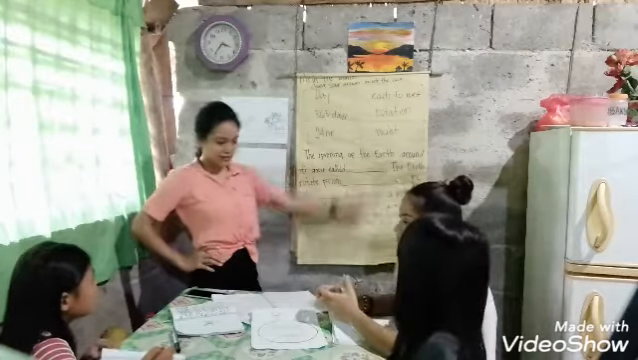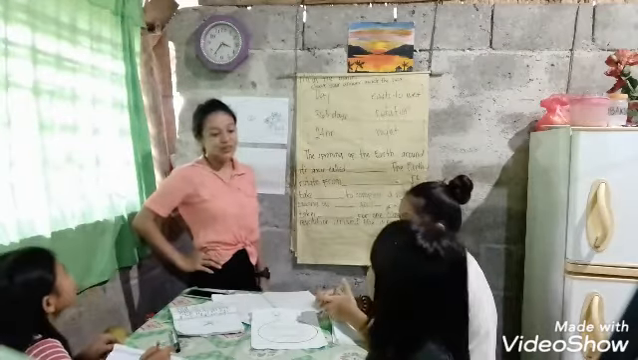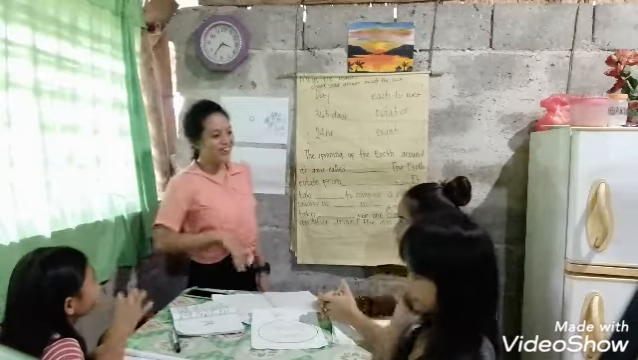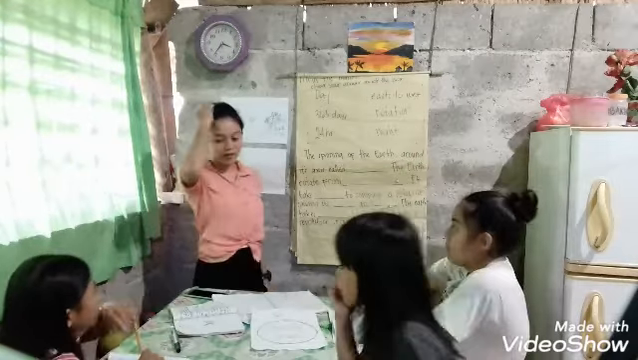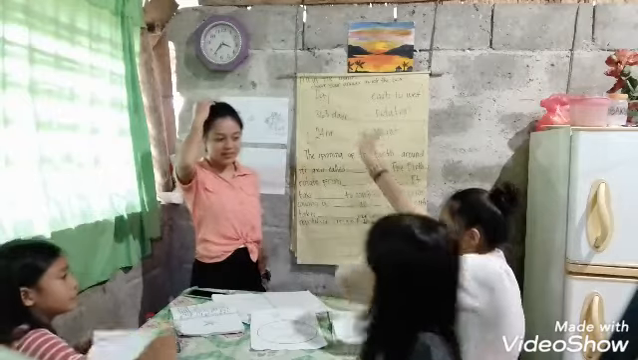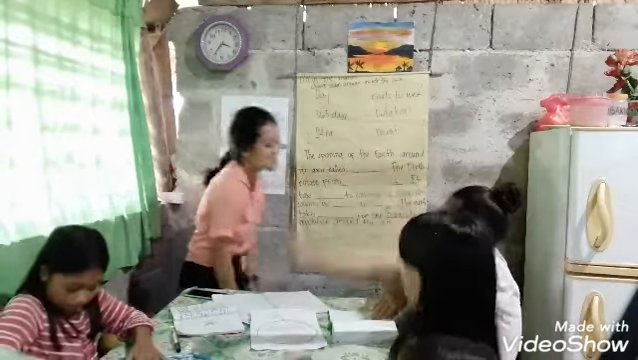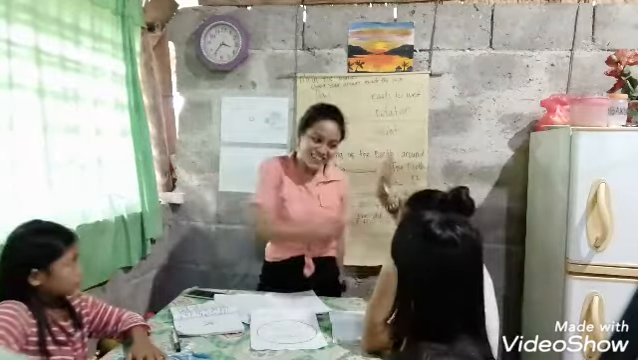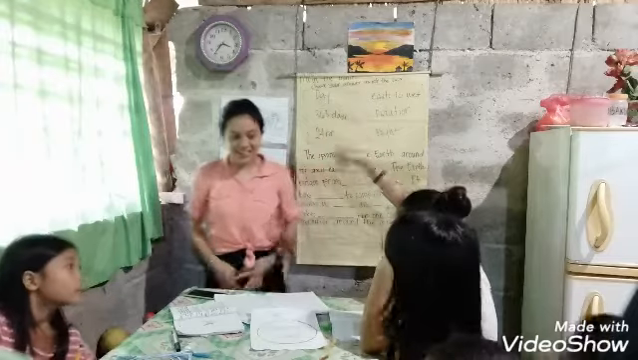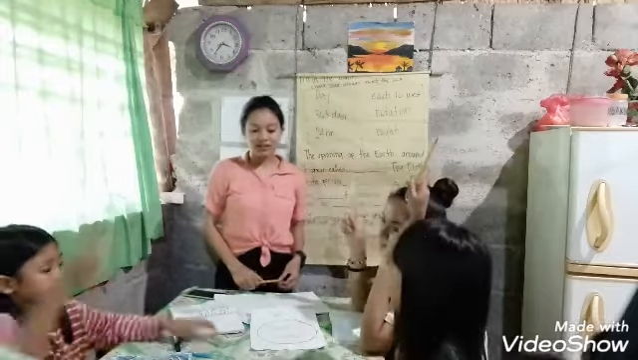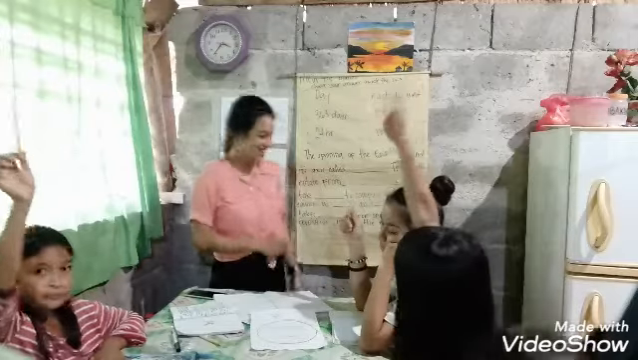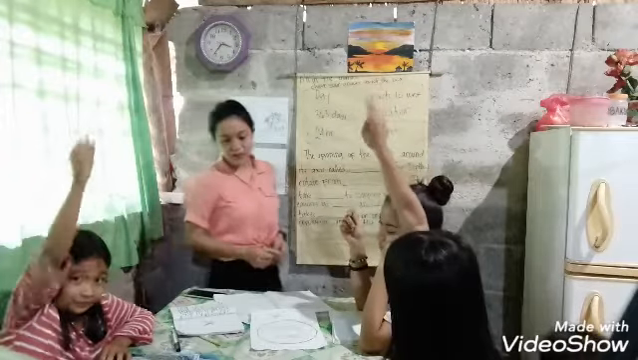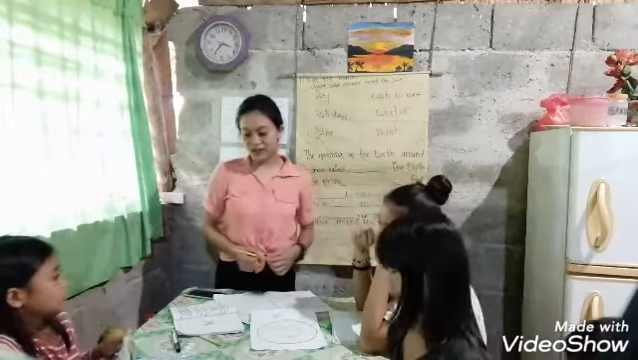Number 6. Who got 6? Perfect! Who got a perfect score? Who got 6? Very good. Okay, return the paper to the owner.